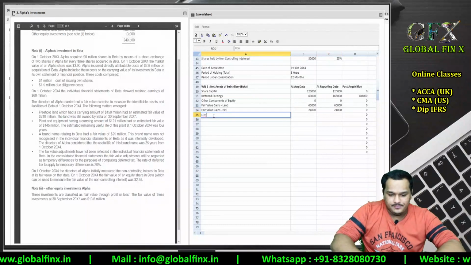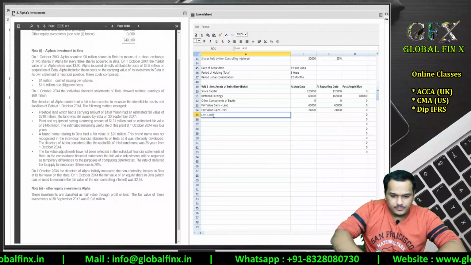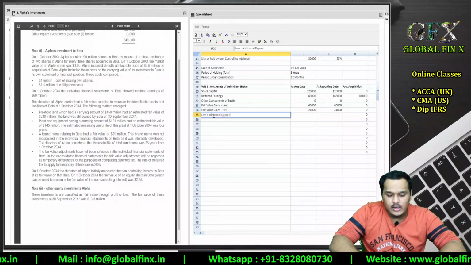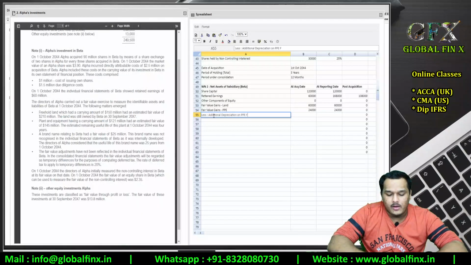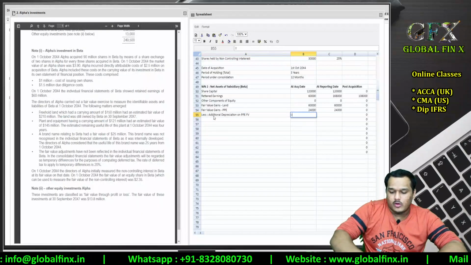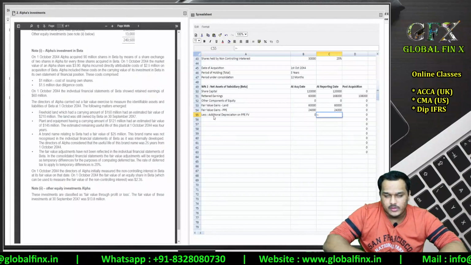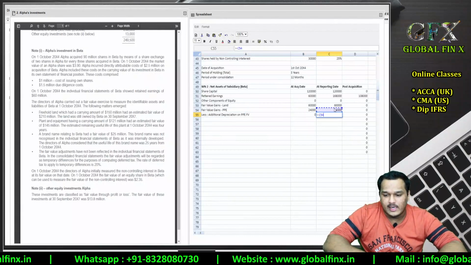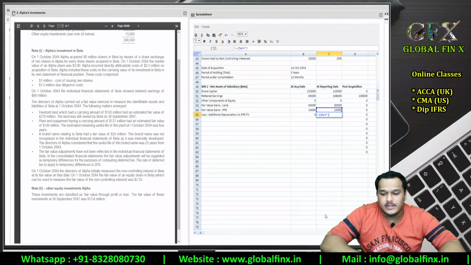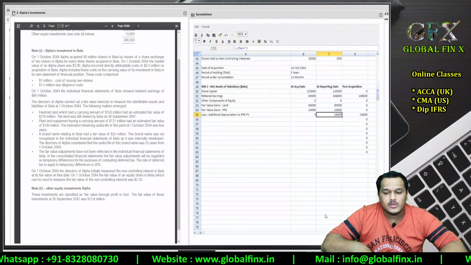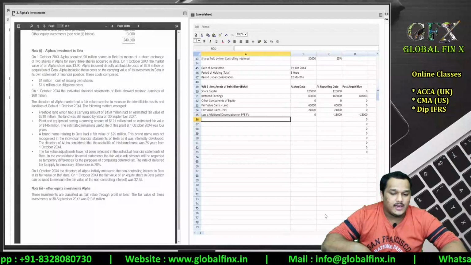So less additional depreciation on PPE fair value. So it will be how much? Minus. Why minus, sir? Because we have to deduct that 24,000 by 4, that is the per year depreciation, into 3 years since we acquired the subsidiary. So we have to deduct 18,000 from that.